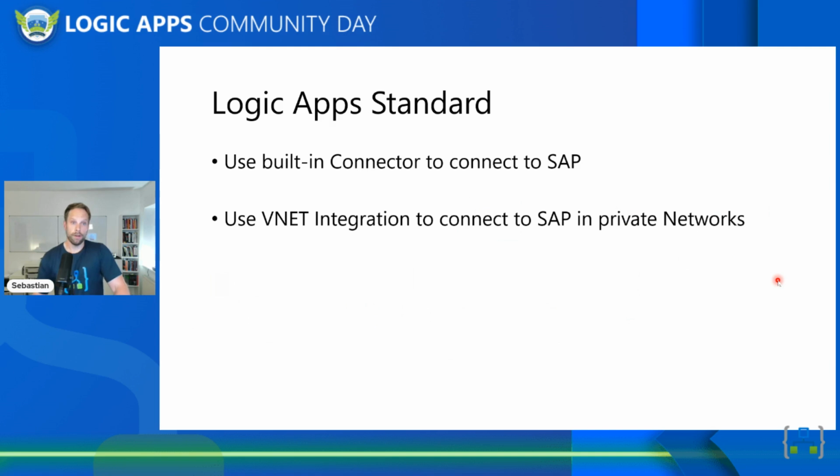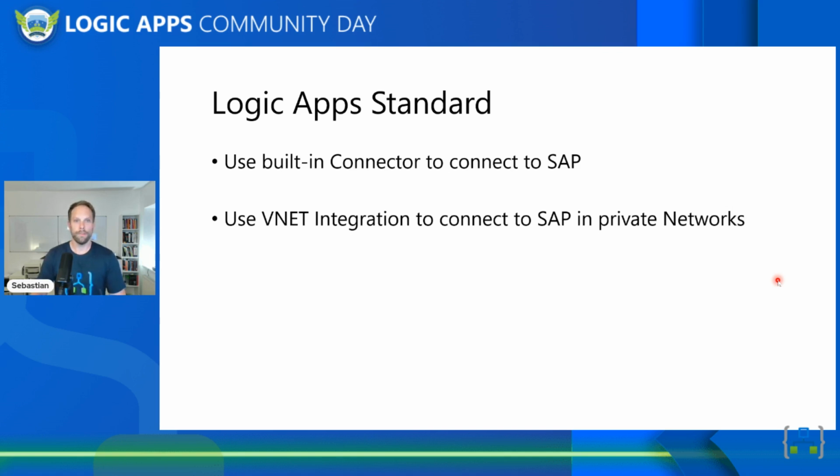If you want to use the Logic Apps Standard deployment model, you can use the built-in connector to connect to SAP. In this case, you are in a single tenant mode, and there are a lot of advantages to using this built-in connector, such as a larger message size limit of over 100 MB, and a lot of other advantages. And another thing here is you do not need to use the on-premises data gateway. You can use the VNet integration capabilities to connect to your SAP system in private networks.